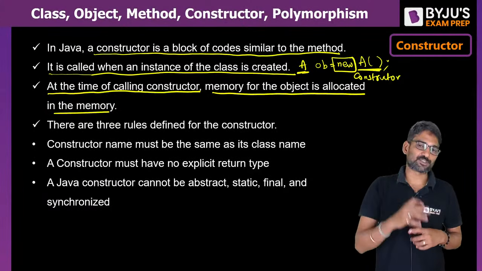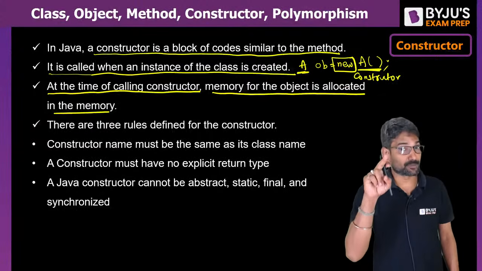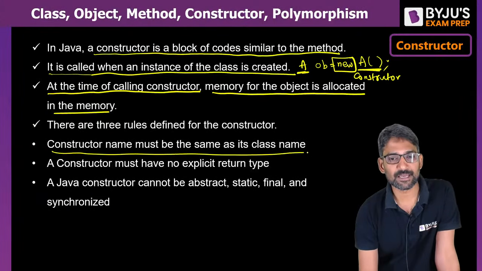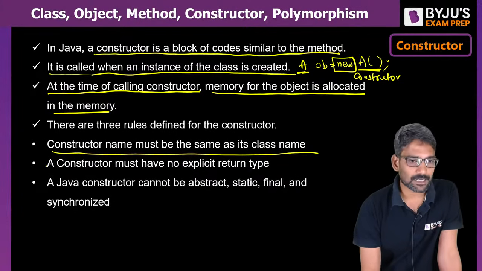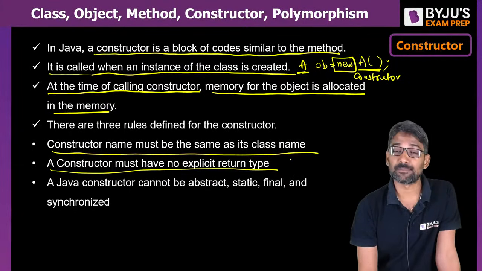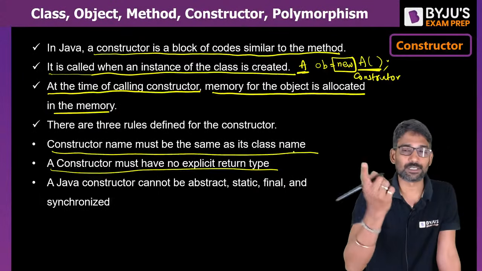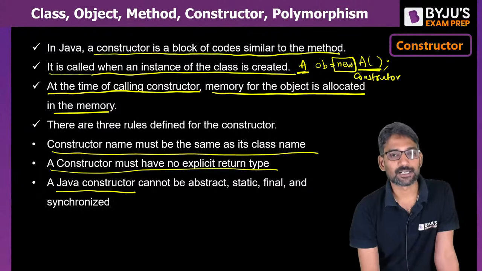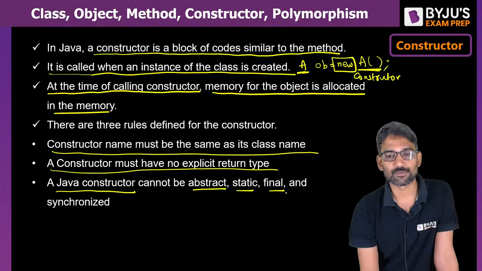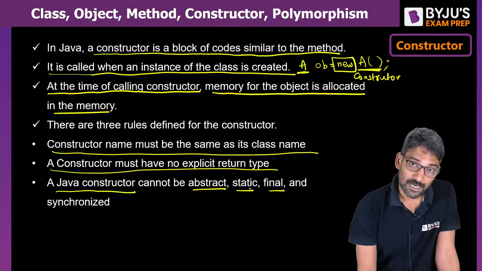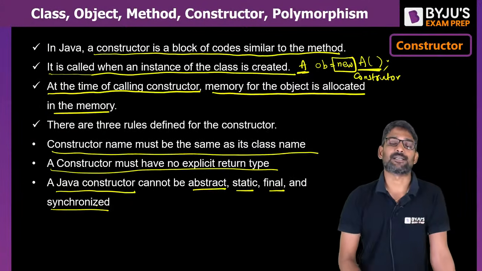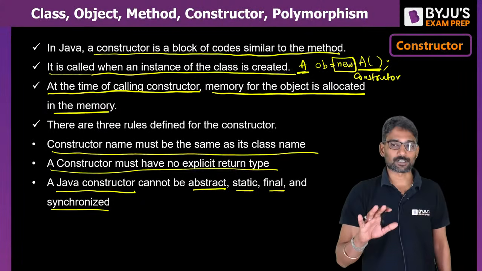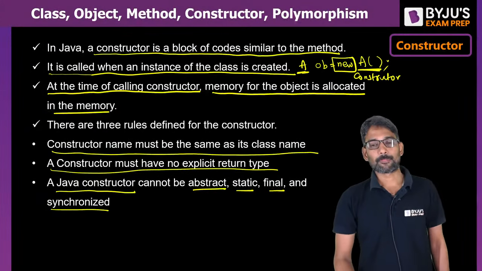And for this constructor, there are 3 rules. These are important for the NIELIT exam. Remember, the constructor name must be the same as the class name. A constructor cannot have a return type. A method will have a return type, void, int, whatever. But a constructor has no return type. And for a constructor, you can't apply the keywords abstract, static, final and synchronized. These 4 keywords are not accepted for a constructor. Okay.